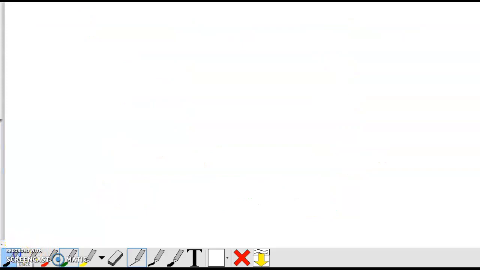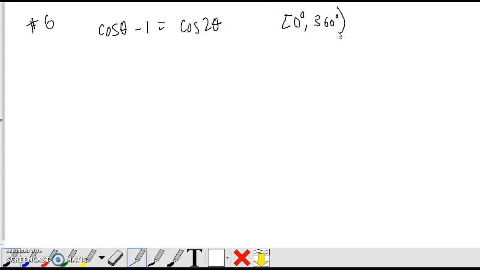All right, let's try another one. What happens if my problem looks like this? Cosine of theta minus 1 is equal to cosine of 2 theta. And this time, let's go back to degrees. We haven't done one of those in a while. So 0 to 360.